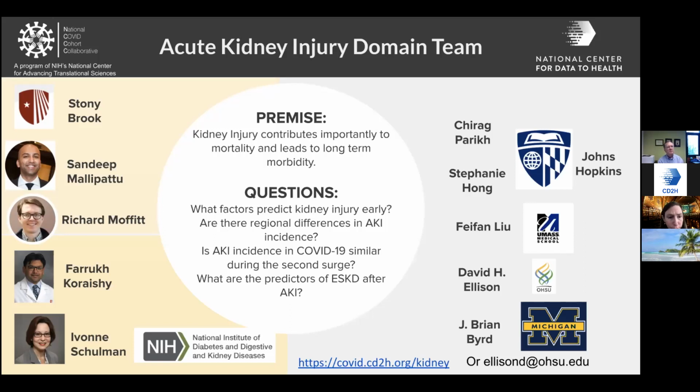But we're looking at some not so surprising things, but these are really interesting. What will predict acute kidney injury early on? Are there regional differences in AKI incidence? That was mentioned before, but we can really look all over the country and see how AKI varies. And we think already that there are substantial differences. We're looking at whether the AKI incidence during the second surge is similar to what it was during the first surge. We have impressions, but this data will really allow us to do it. And what are the predictors of ESKD, of end-stage kidney disease after AKI?